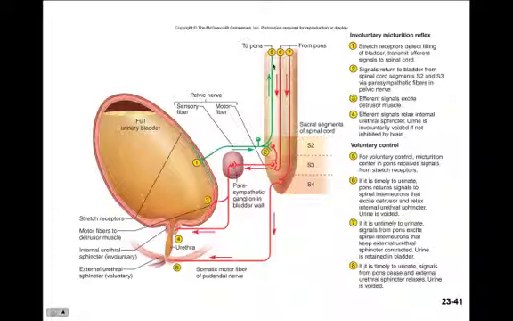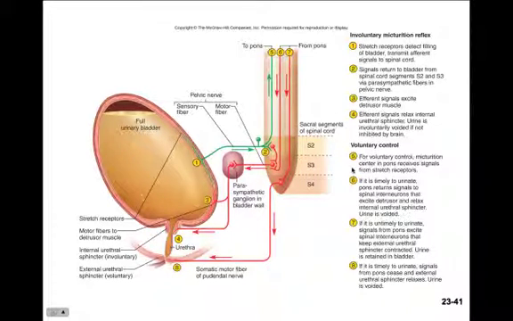And the spinal cord signals return to the bladder from the S2 and S3 area via parasympathetic fibers and the pelvic nerve. And those are going to excite the detrusor muscle and relax the internal urethral sphincter. And urine is involuntarily voided if it's not inhibited by the brain. And that's where the voluntary control comes into place.